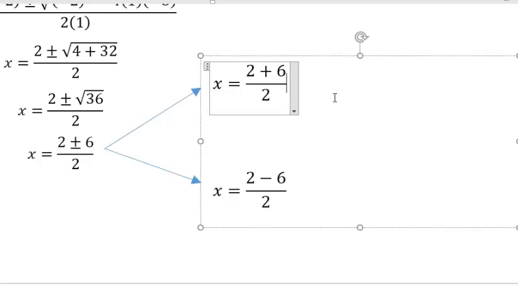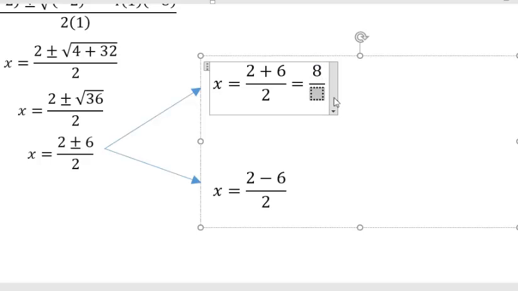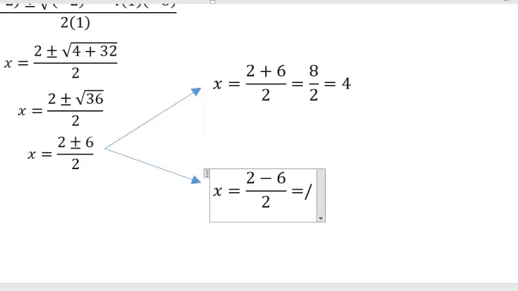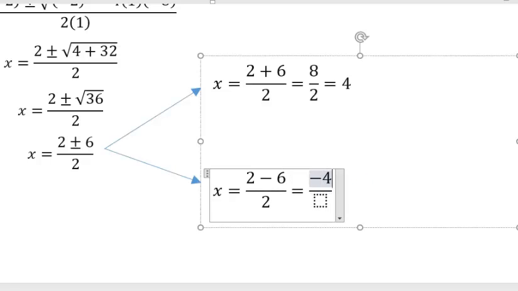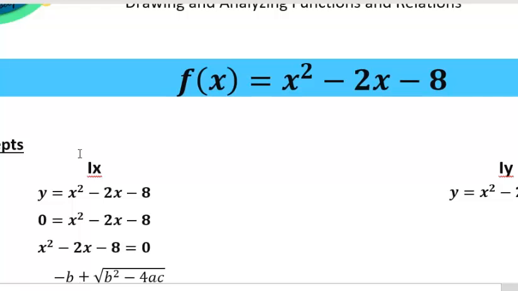So let's see. We're going to do this operation. Remember, no calculators. 2 plus 6, 8 divided by 2. And 8 divided by 2 will be 4. Now the next one. 2 minus 6 is negative 4, divided by 2. And negative 4 divided by 2 is negative 2. Okay? So those two numbers that we got, those are the answers for the I sub x.